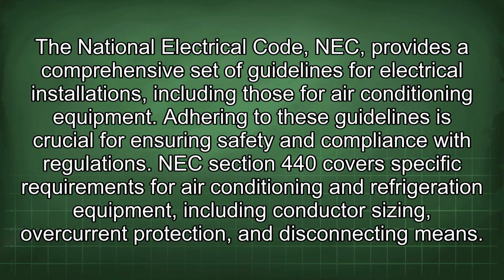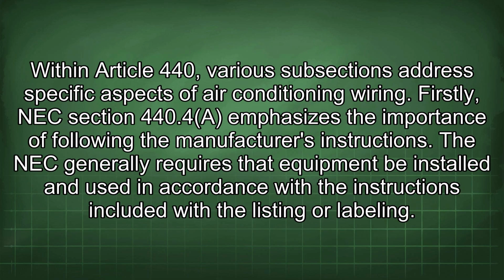The National Electrical Code (NEC) provides a comprehensive set of guidelines for electrical installations, including those for air conditioning equipment. Adhering to these guidelines is crucial for ensuring safety and compliance with regulations. NEC Section 440 covers specific requirements for air conditioning and refrigeration equipment, including conductor sizing, overcurrent protection, and disconnecting means. Within Article 440, various subsections address specific aspects of air conditioning wiring.